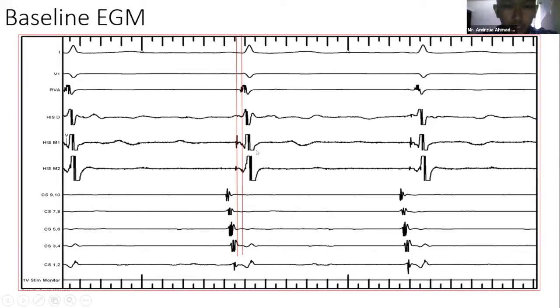For the HIS, the signal must be early to the QRS to exclude WPW. For WPW, we tend to get a negative HB, but for this one, the HB is ahead of the QRS, so that means this ECG is not a WPW. Okay, we go to the next slide.